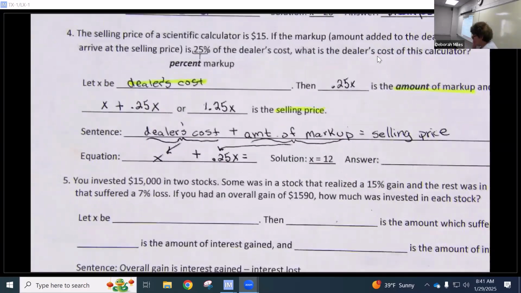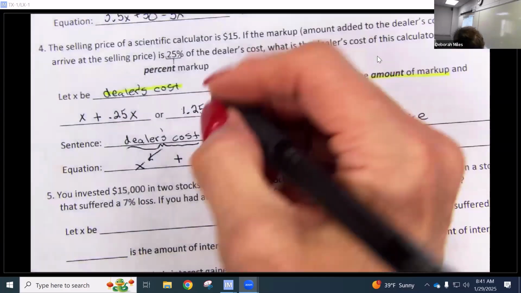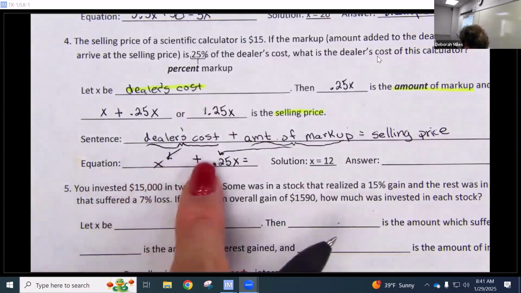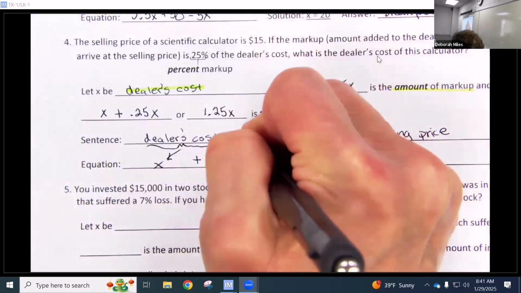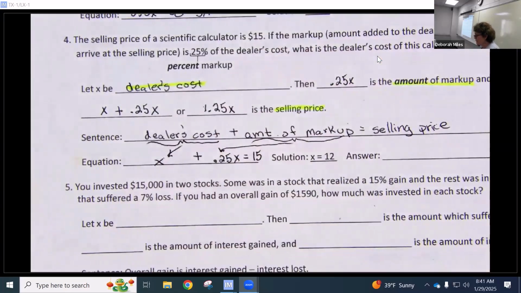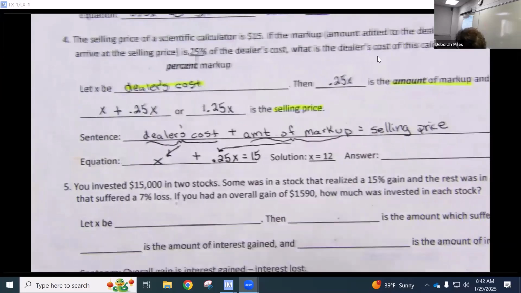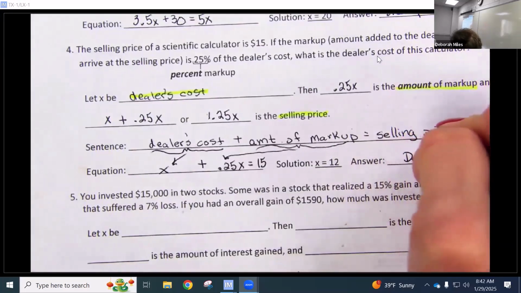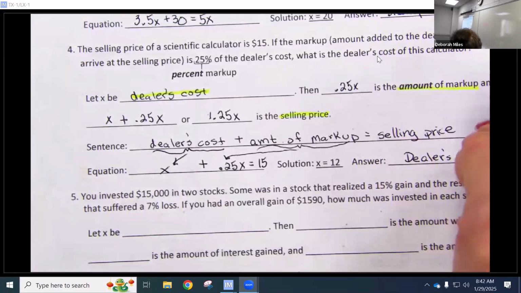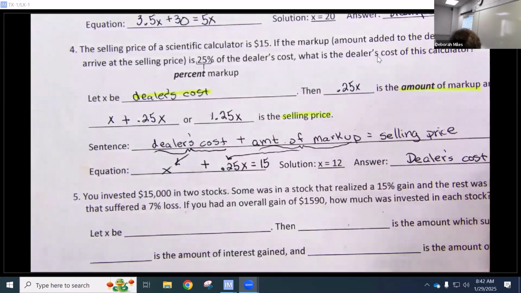Yeah, we're given the selling price. The selling price is 15, so I want to know when x plus 0.25x equals the 15, or when 1.25x equals 15. Just divide both sides by 1.25, you have x equals 12. What is that 12 that we have found? And it's dollars, with some units on there. Dealer's cost is $12.